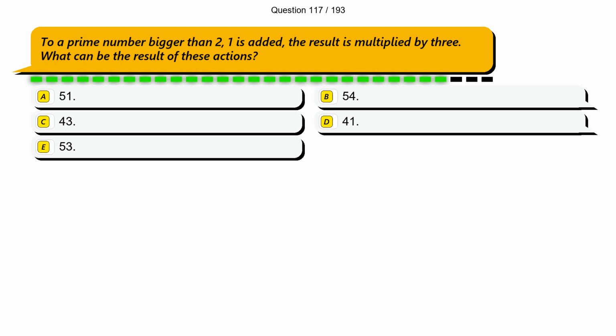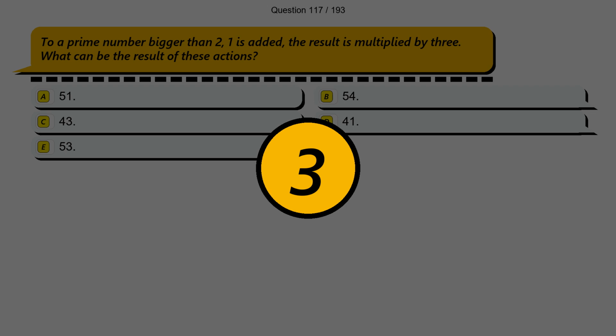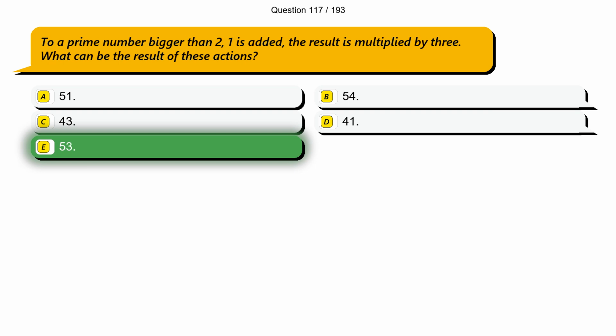Question 117. To a prime number bigger than 2, 1 is added, the result is multiplied by 3. What can be the result of these actions? Option A, 51. Option B, 54. Option C, 43. Option D, 41. Option E, 53. The correct answer is option E, 53.